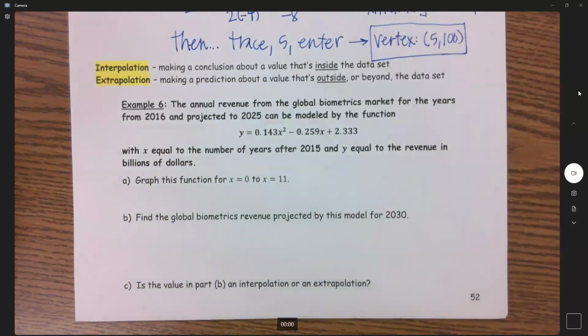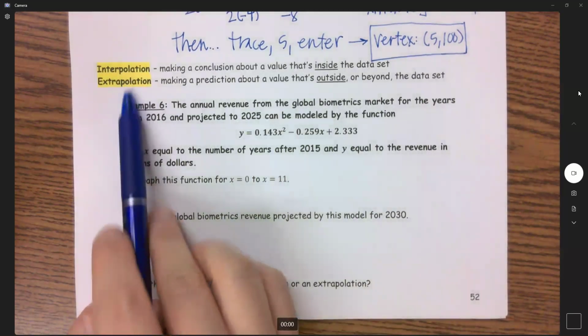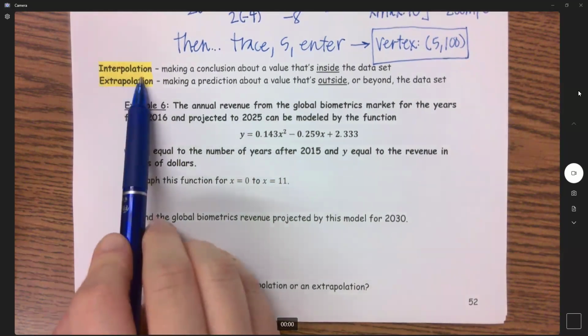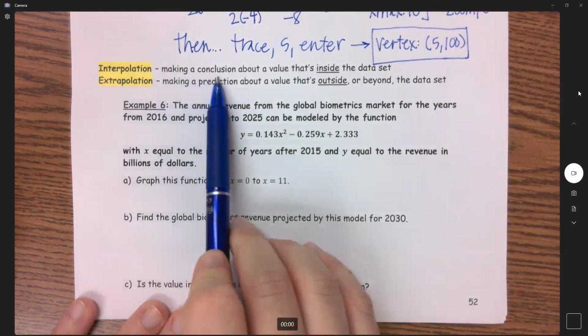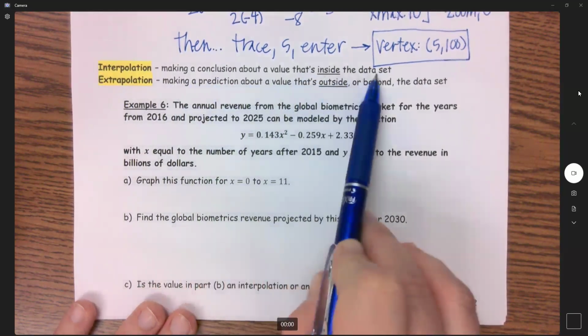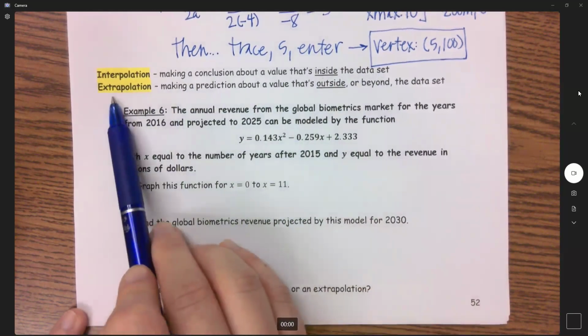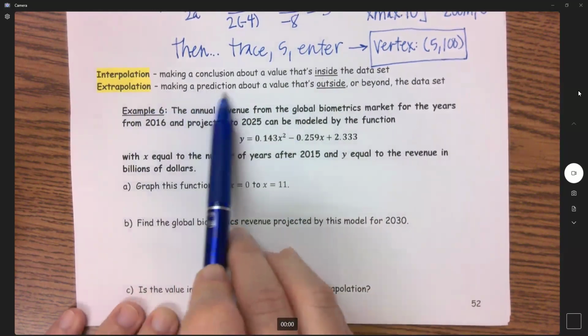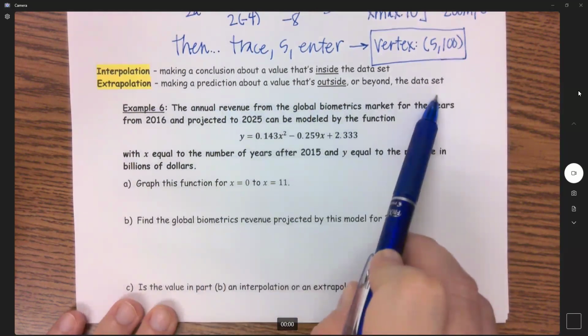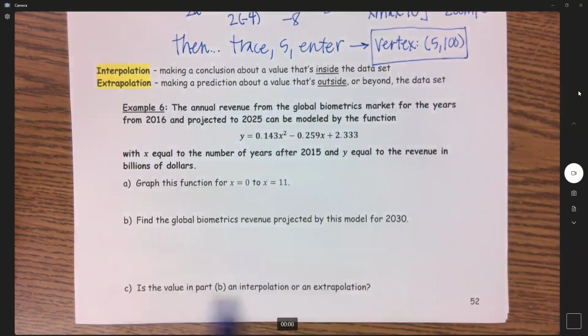I believe you're going to have one question in your homework that has to do with interpolation and extrapolation. So here's your definition of both of those. For something to be interpolation, that means that you're making a conclusion about a value that is, keyword right here, inside the data set. So then extrapolation is making now a prediction about a value that's outside or beyond the data set. So we're going to need that information for down here on part C.